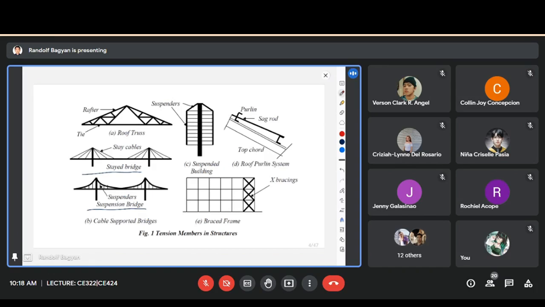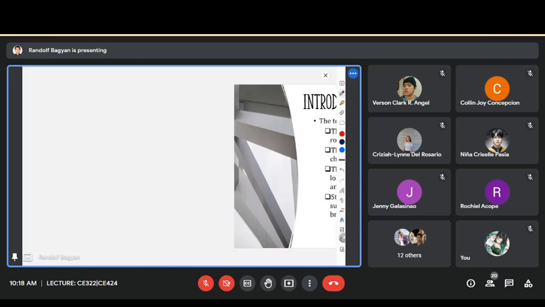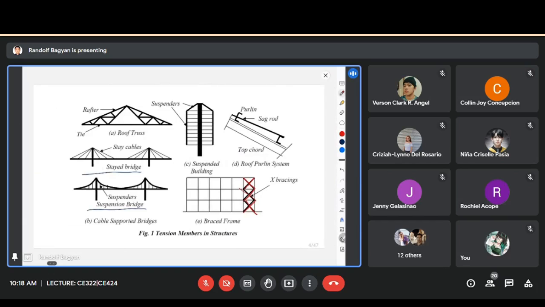And of course we have bracing. We use tension members as bracing, in these bracings in our buildings. Yeah, those bracings.